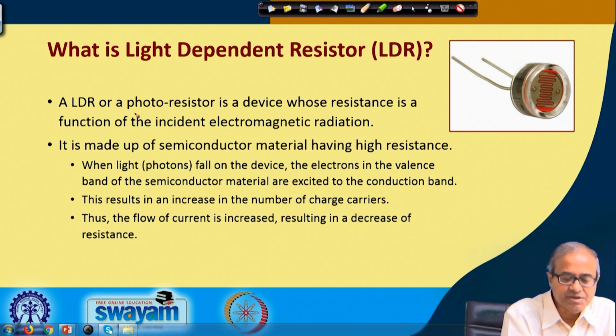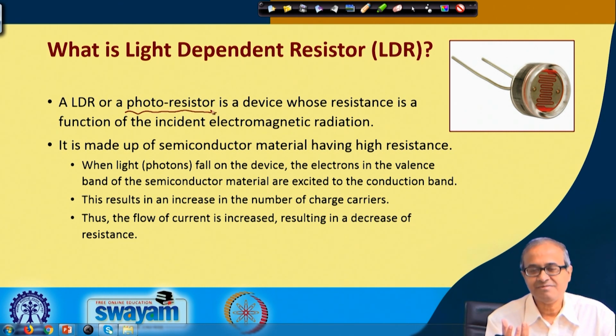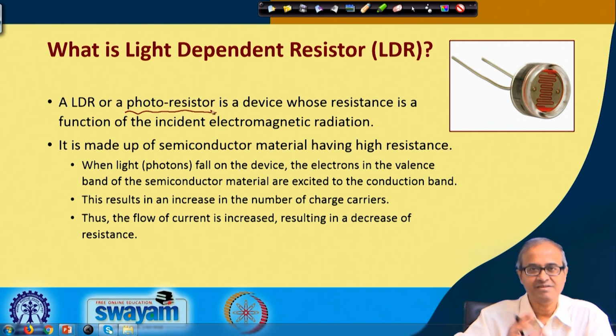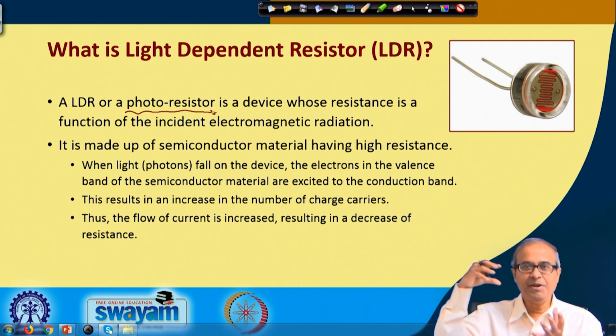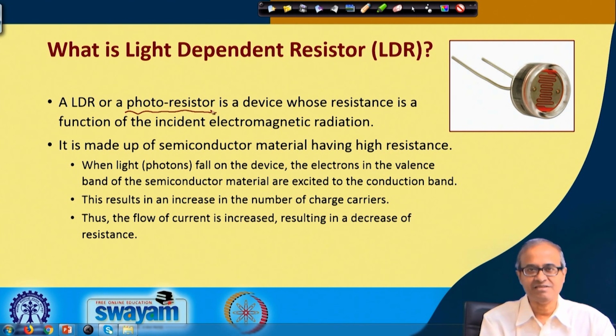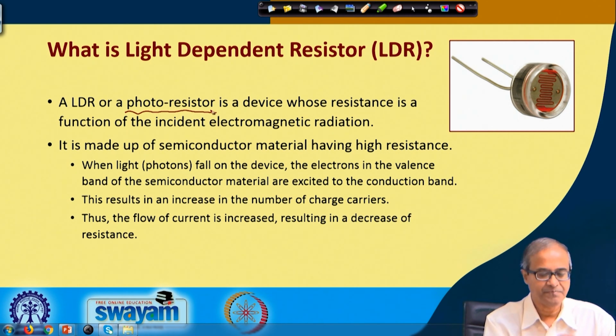This LDR is sometimes also called a photoresistor. It is a resistance whose resistance value changes depending on the light that is being incident on it. This is how LDR works. Depending on how much light is being incident, the value of the resistance changes. So, you can measure the resistance, that will give you an idea about the intensity of light that is falling on it. Okay.